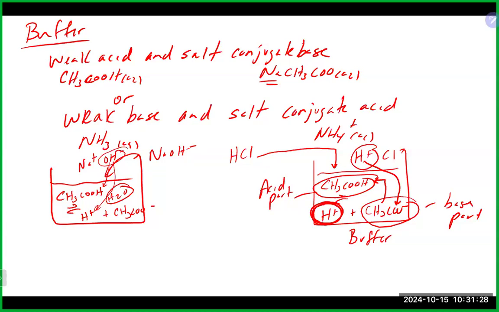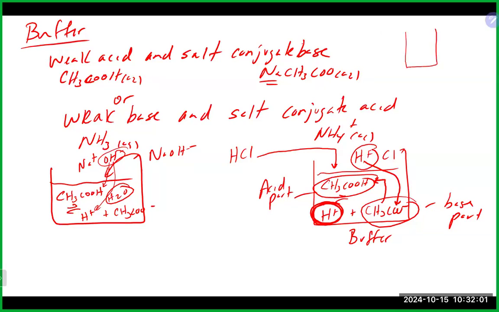So that's basically how a buffer works. Because it has an acid part and a base part, when you add additional acid or base to it, it's able to prevent the formation of free H plus in the solution when you add an acid, and able to prevent the formation of free OH minus in the solution when you add a base. Because H plus and OH minus concentrations are related to each other, it's not adding any more of that, and that keeps the H plus concentration relatively constant, and also keeps your pH constant.